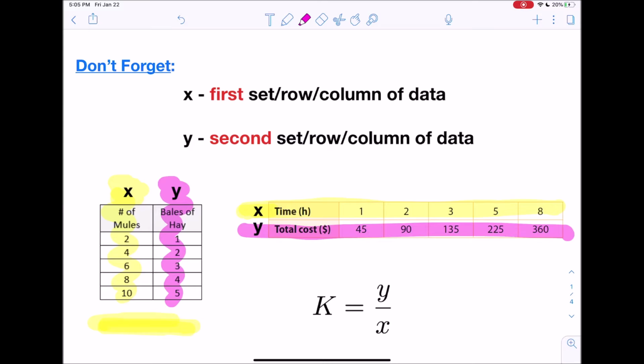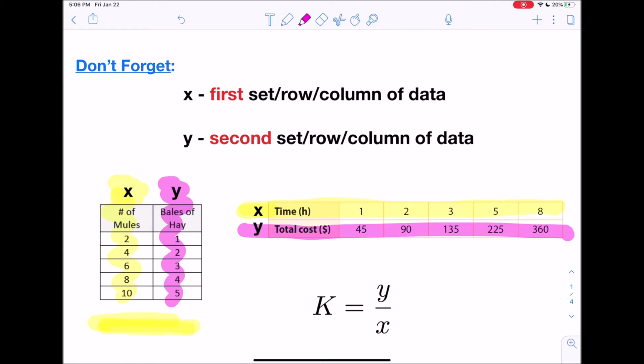And a really easy way to remember that is to remember that X comes before Y in the alphabet. So if you sing the alphabet, it goes W, X, Y, and Z. Okay, so X and then Y. X comes first in the alphabet. So if you ever forget, okay, which one is X, which one's Y, remember that X comes first in the alphabet, so X will be the first set of numbers that you're working with, whether it's the first column or the first or top row.